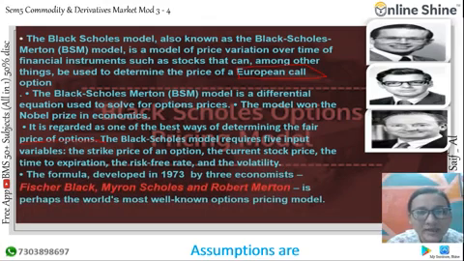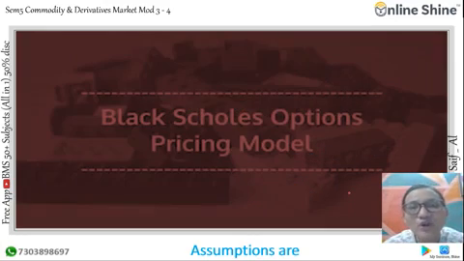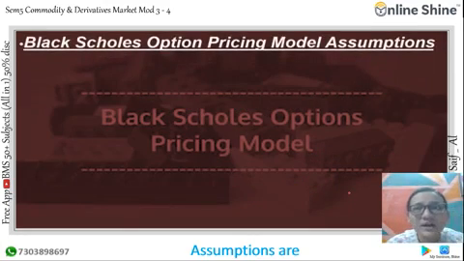Now it was developed in 1973 by Fischer Black, Myron Scholes, and Robert Merton. Okay, so these 3 changed option pricing, and it is the best method for determining the price of an option. Now, what are the assumptions?